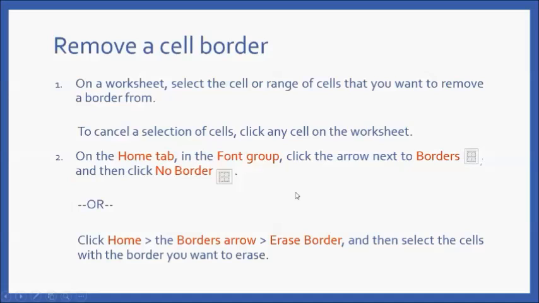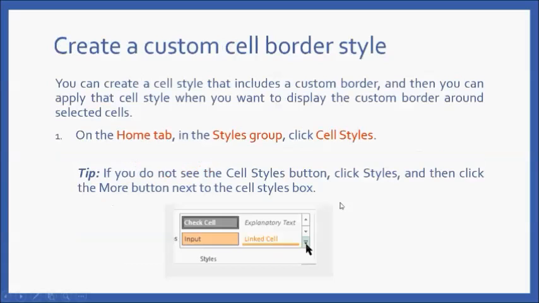Now, how are we going to remove a cell border? On a worksheet, select the cell or range of cells that you want to remove a border from. To select a range of cells, click any cell on the worksheet. On the Home tab in the Font group, click the arrow next to Borders and then click No Border. Or click Home, the Borders arrow, Erase Border, and then select the cells with the border you want to erase.